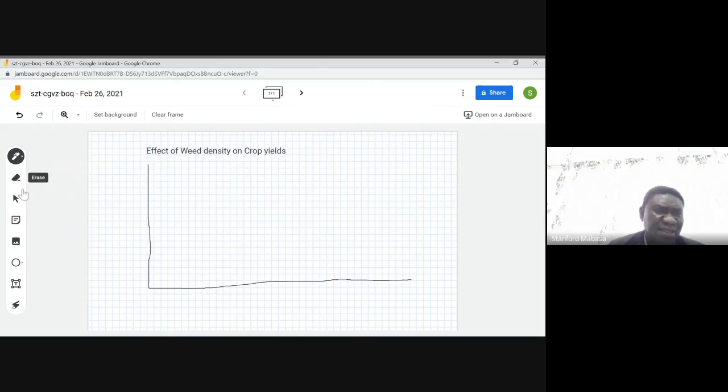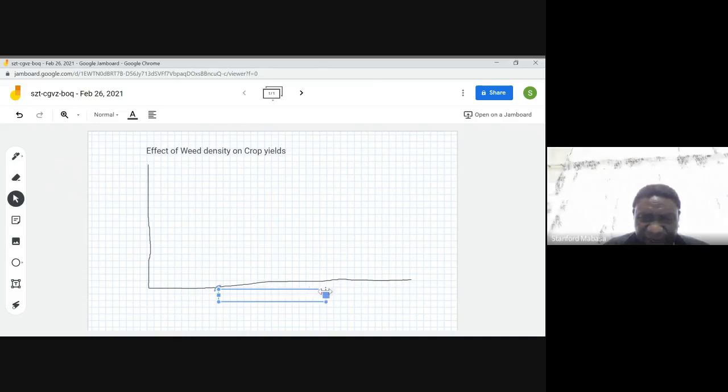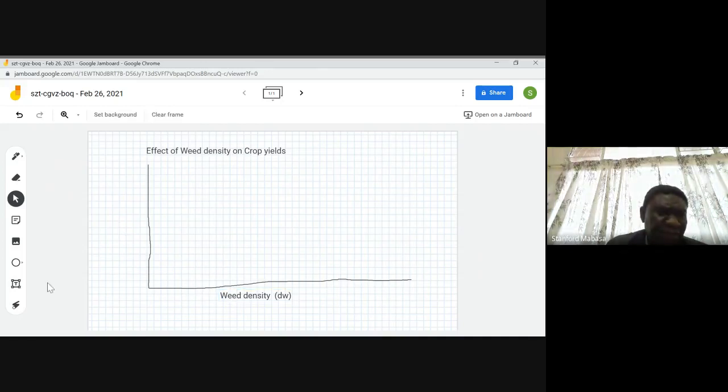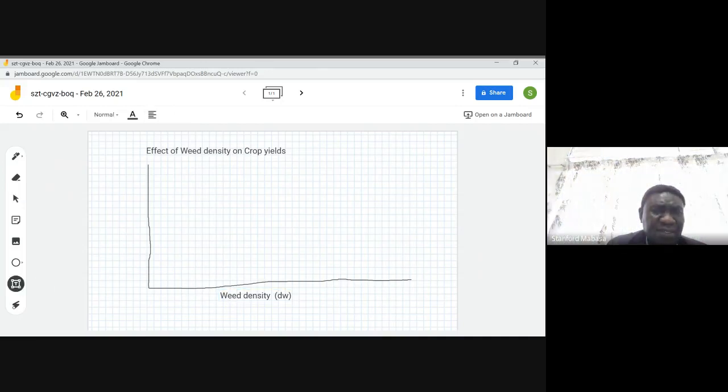Now on the x-axis, we are going to have weed density, or we can call it dW. Then here we've got yield.